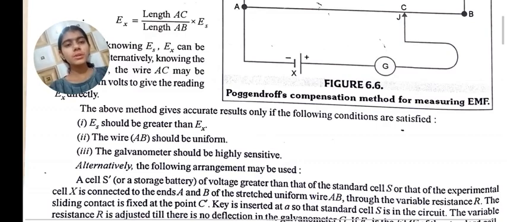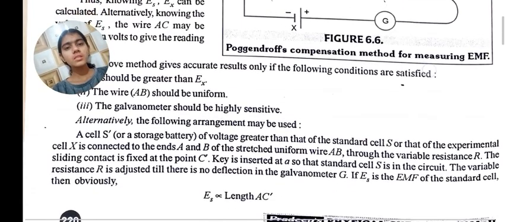Alternatively, the following arrangement may be used. A cell S or a storage battery of voltage greater than that of standard cell S or that of the experiment cell X is connected to the ends A and B of the stretched uniform wire AB through the variable resistance R. The sliding contact is fixed at the point C.